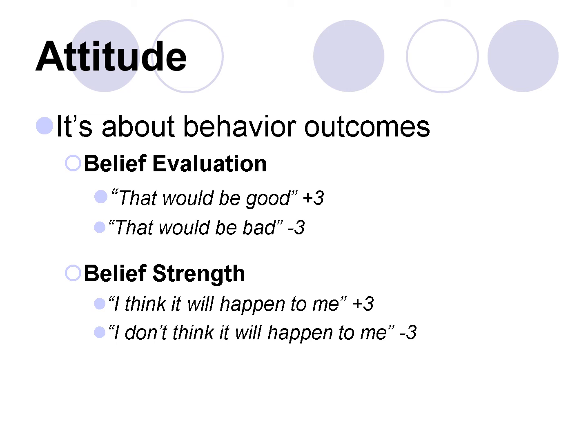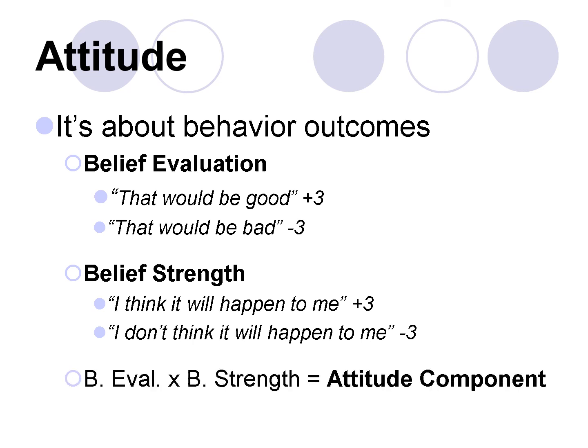So as I say, when we're trying to discourage people from smoking, we talk a lot about health effects. What we're hoping they'll do is say, that would be bad if it happened to me, and I'm afraid it's really going to happen to me. Right? And what we do in that case, or actually in all cases, is we multiply the score from belief evaluation by the score for belief strength, and that gives us the attitude component. In this example about smoking and health outcomes, that's what health outcomes would be, an attitude component.